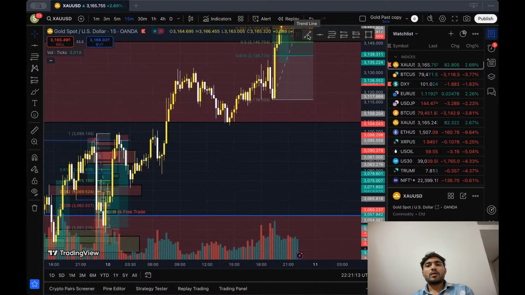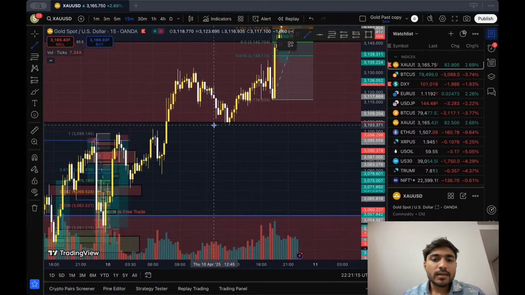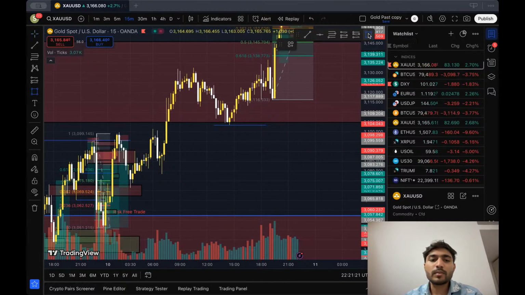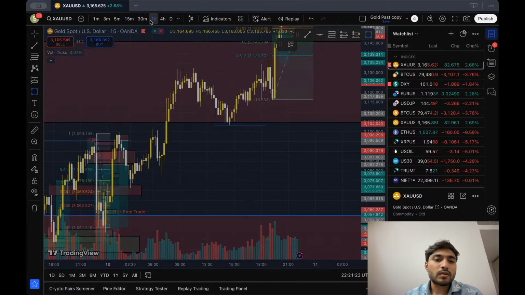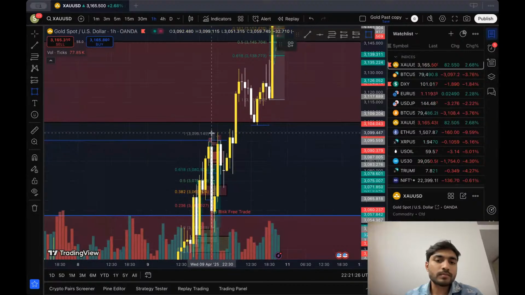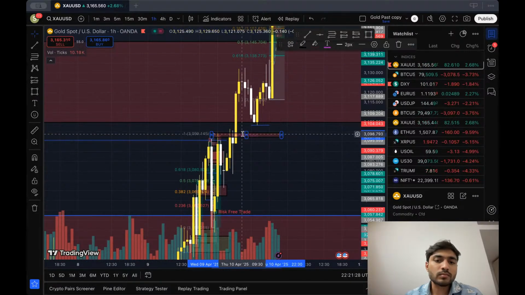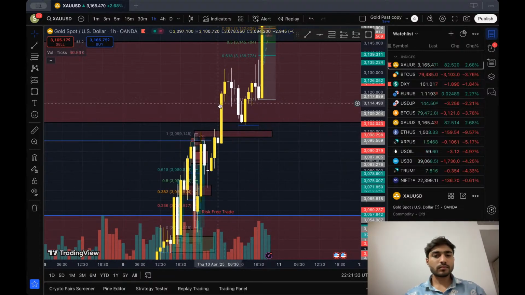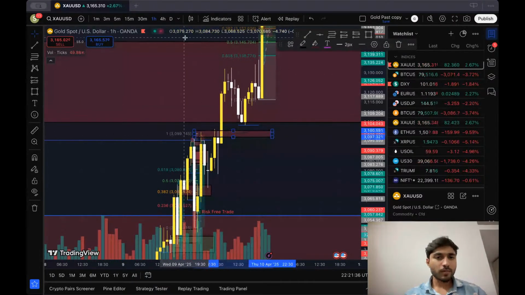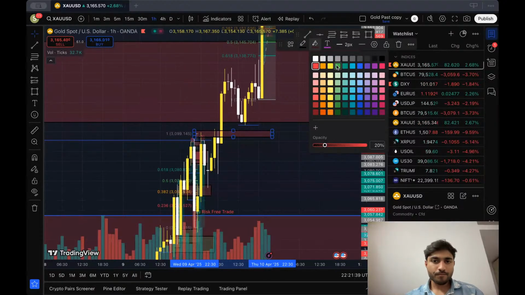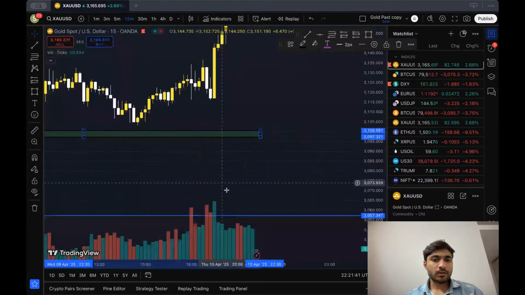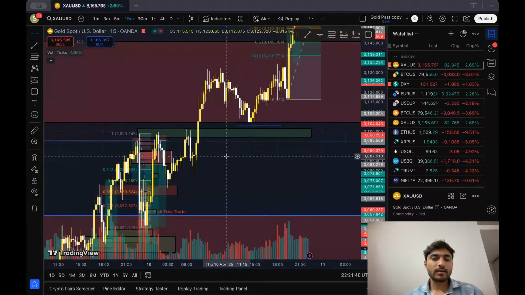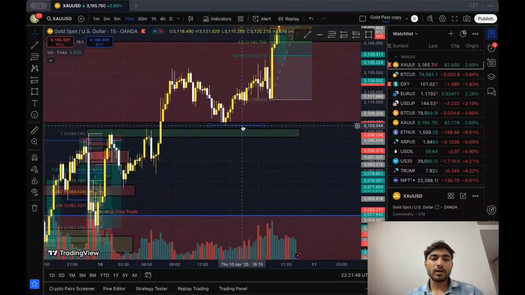So my trade was to be executed at this level. I had it marked, so let me mark it here for you as well. On the 1-hour time frame, this was the level. I was waiting for that level, maybe at least to retest this high, but it didn't come to that level.